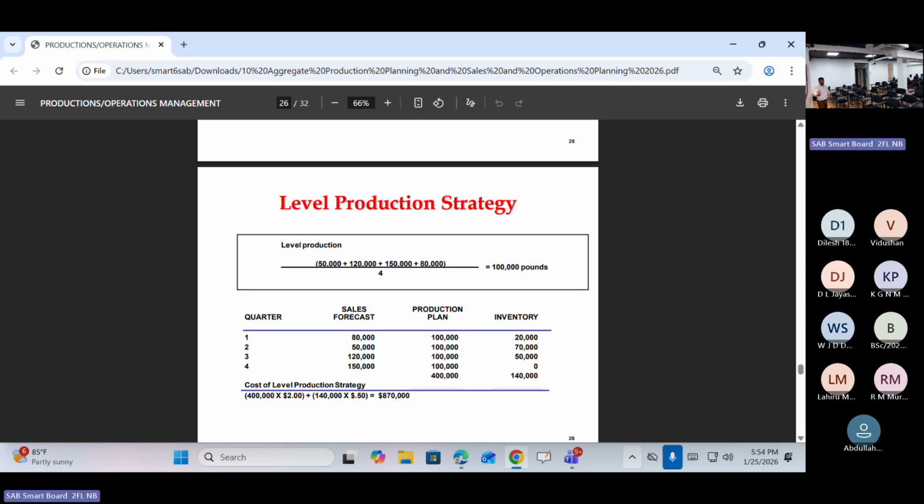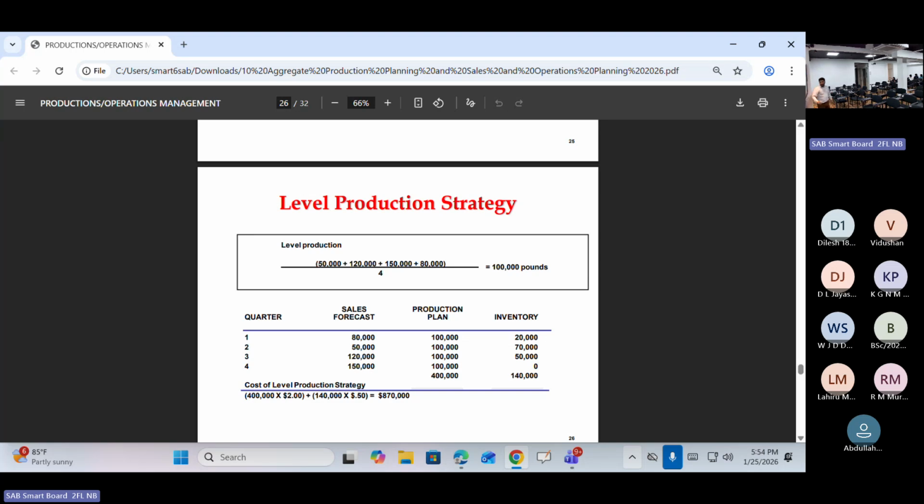During that period, only 100,000 items will be produced. So the remaining 20,000 you'll have to supply through the inventory. It could be LIFO method, it could be FIFO method, whatever inventory management method. So at the end of period 3, there will be a remaining 50,000. I hope you can understand it.